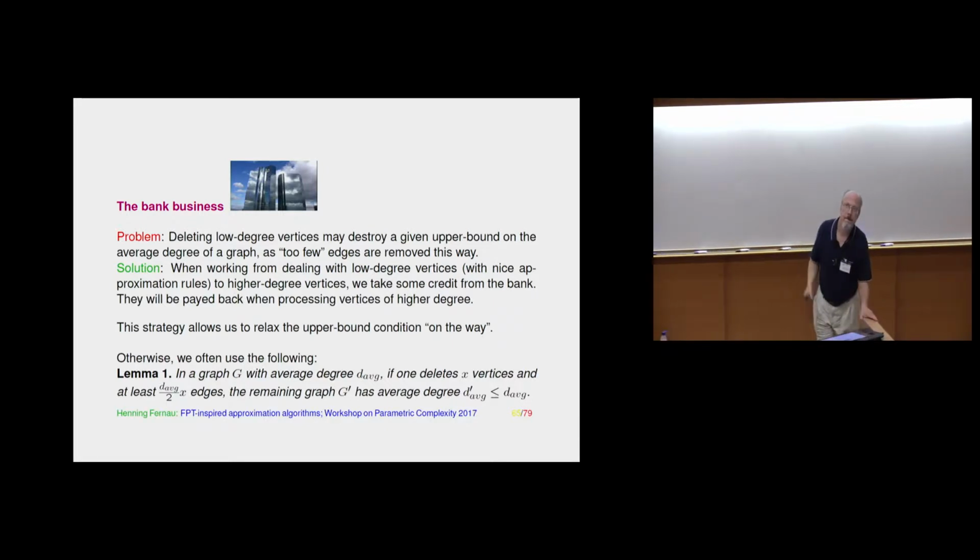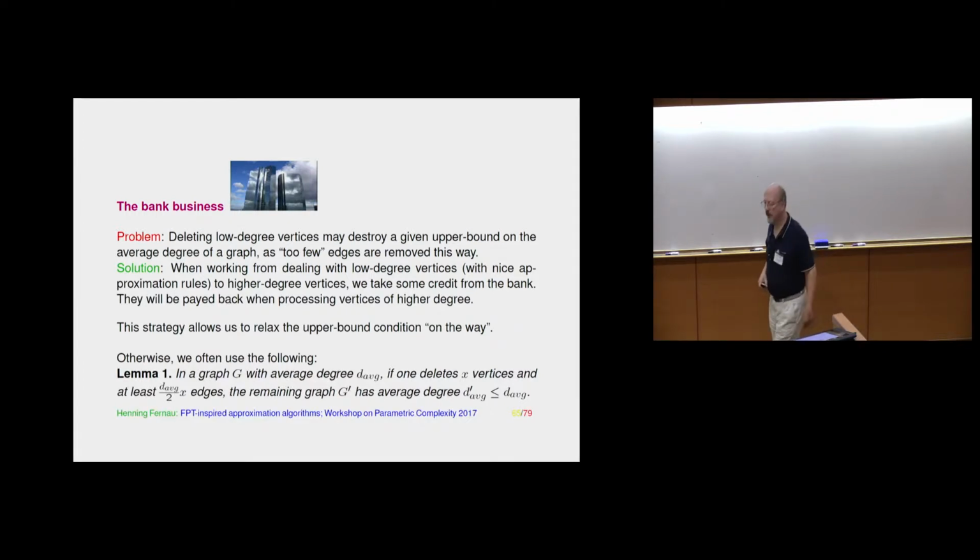Okay, so just to understand this banking business a bit better, it's a very simple observation, what's stated here as lemma 1. If I have a graph with average degree, say d, and if I delete x vertices, and at least the average over 2 times x edges, then the remaining graph will maintain my average degree upper bound. As I said, that's a very simple thingy, if you think about it for 2 secs.